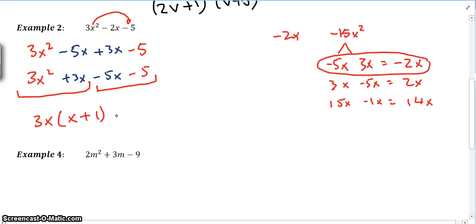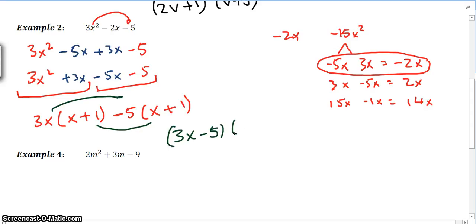The next one, what's common between minus 5x and minus 5? Well, minus 5 is common, and what's left inside is x, and it's going to be positive 1. So it turns into what we had in the previous question, where you just group up the first terms, and then you group up the last terms, and what we get is 3x minus 5, x plus 1.